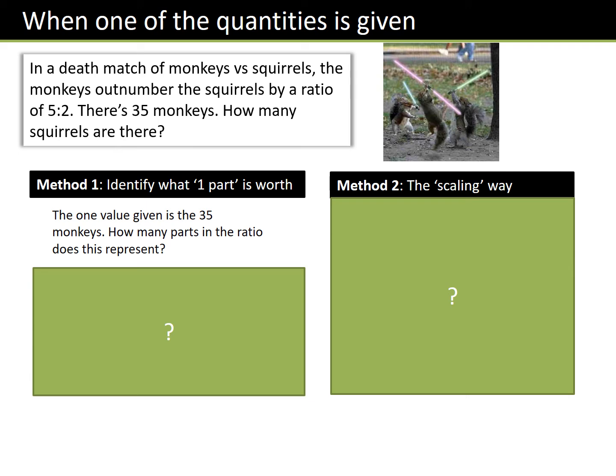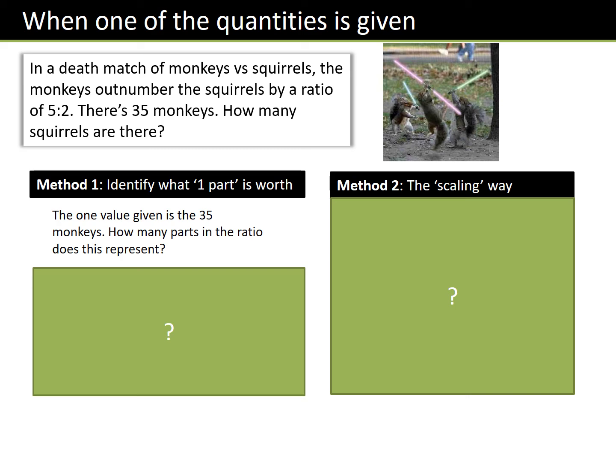When one of the quantities is given: in a death match of monkeys versus squirrels, because obviously monkeys hate squirrels, the monkeys outnumber the squirrels by a ratio of 5 to 2. There are 35 monkeys. How many squirrels are there?